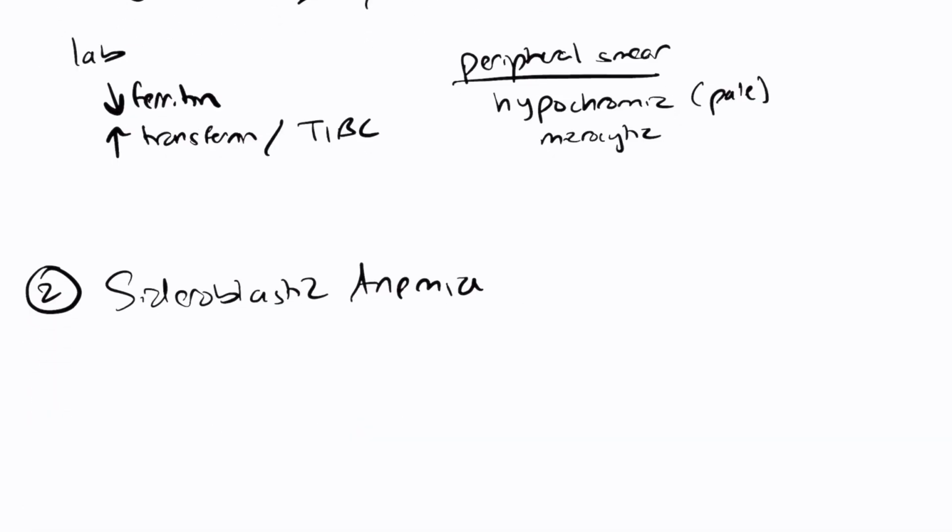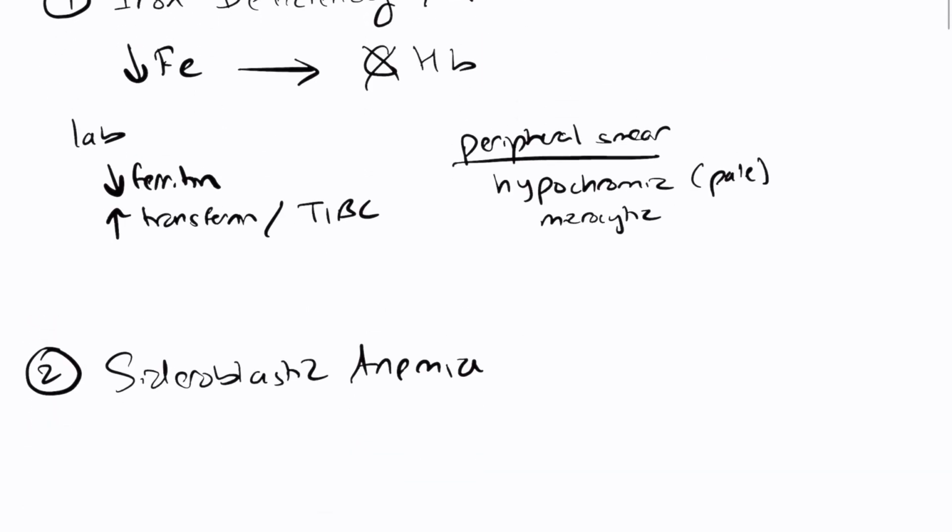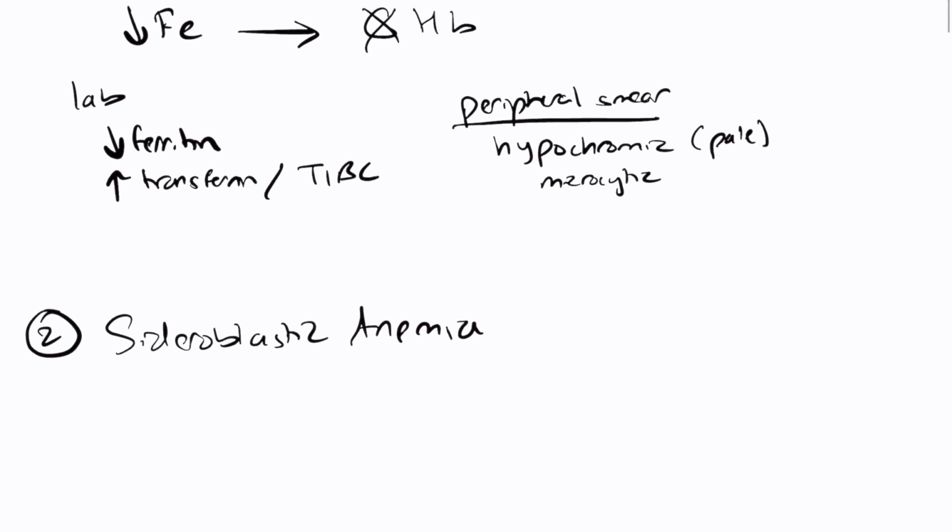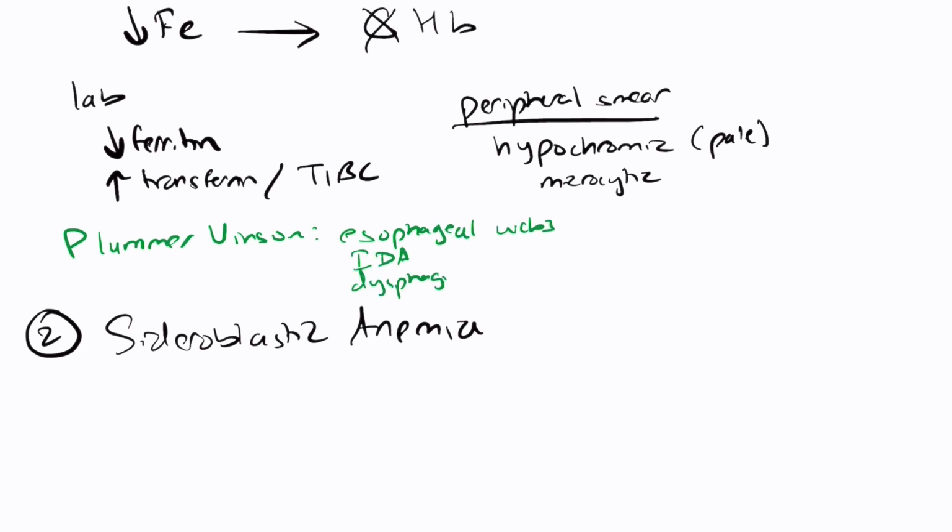So boards love talking about clinical associations. So in green, what I'll do is I'll put the clinical association that you definitely should keep in mind because they might ask a classic board question about it. So one clinical association is definitely Plummer-Vinson syndrome. Basically, it's a triad of esophageal webs, iron deficiency anemia, and dysphagia. So that's the first one.